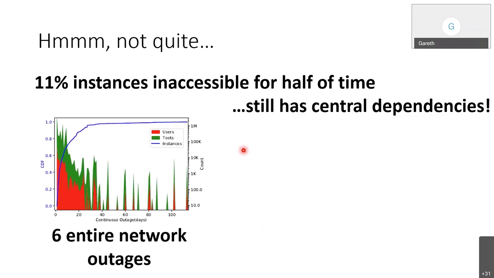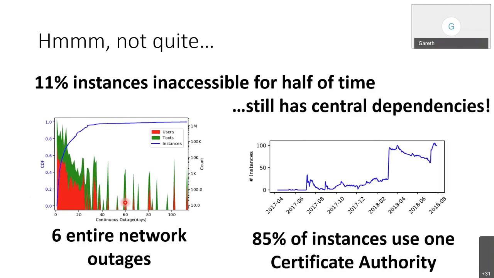So I mentioned earlier that a lot of the instances were hosted on just a small number of networks. And what we actually found here was that across the period, you can see through these spikes, we got entire network outages. We saw six cases of entire networks going down. And when they did, they ripped the entire set of instances hosted there out of the system. Another really interesting one that we saw, and this was a little bit unexpected, is that the majority of instances were using a single certificate authority. The reason for that is that this particular certificate authority gives three certificates out, so 85% of the instances were just attracted by that cost saving.